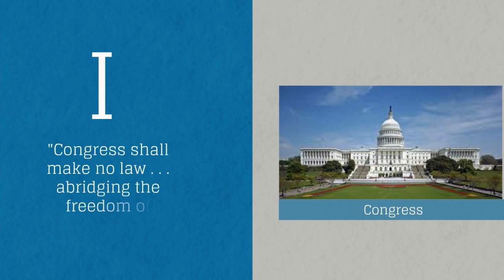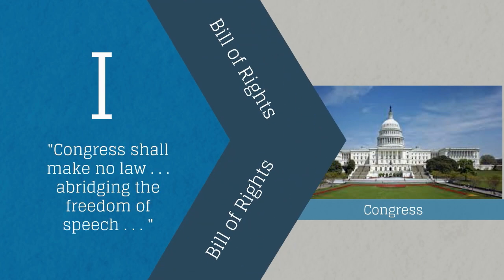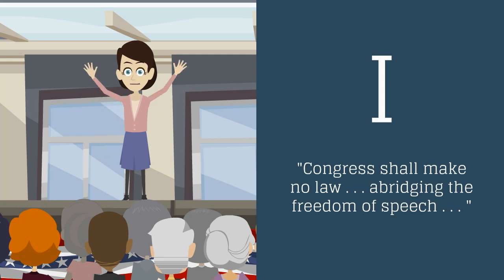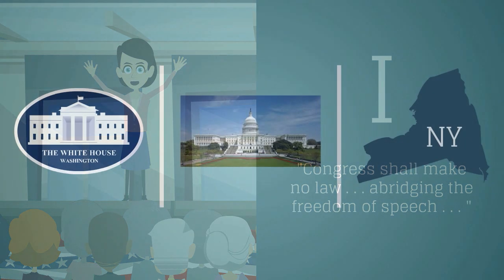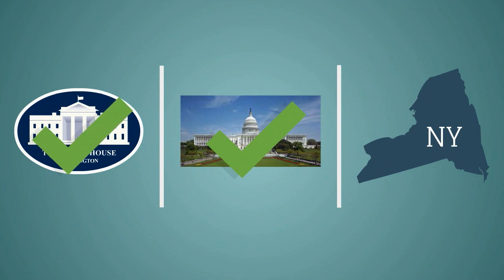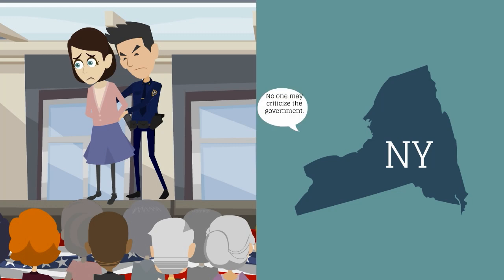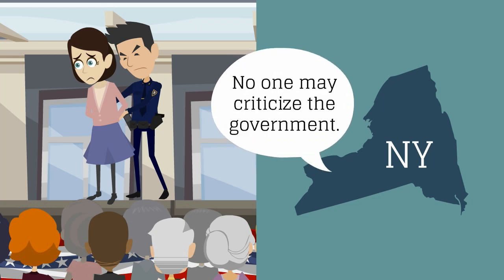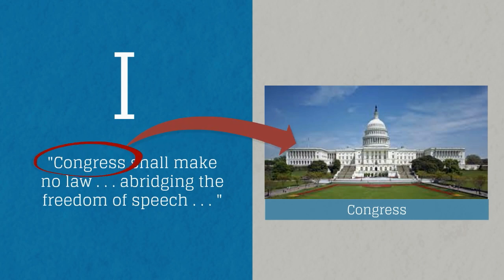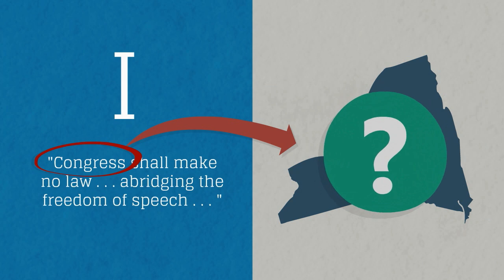By way of example, the First Amendment prohibits Congress from passing a law that would deny people their right to freedom of speech. But that's Congress and the federal government. What about a state like the state of New York? Could New York pass a law that would deny people their freedom of speech? The text of the First Amendment only refers to Congress. So does the Bill of Rights apply against the states?